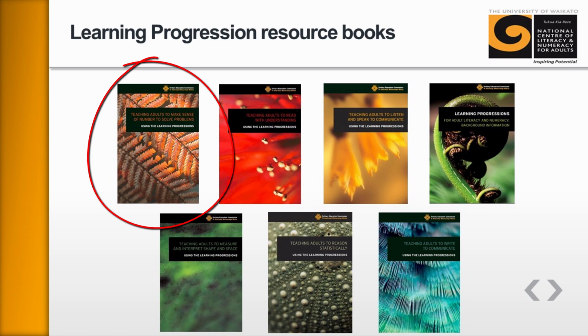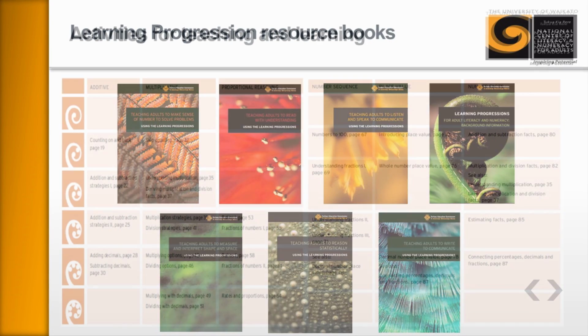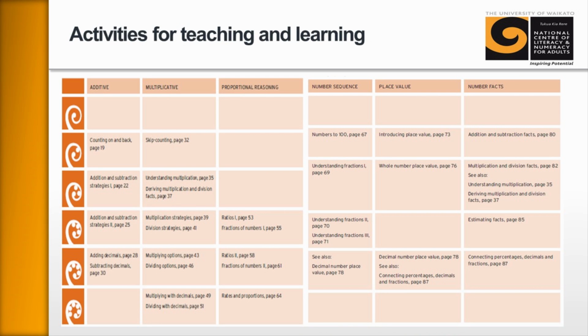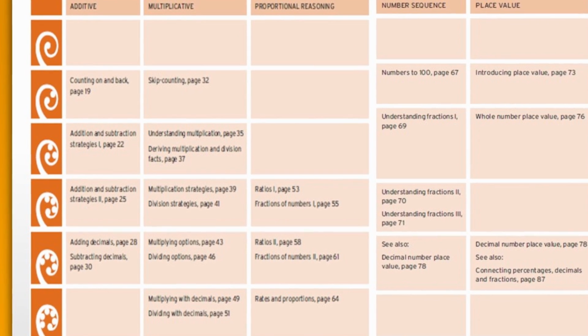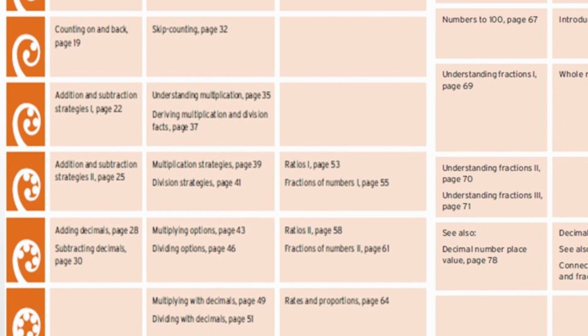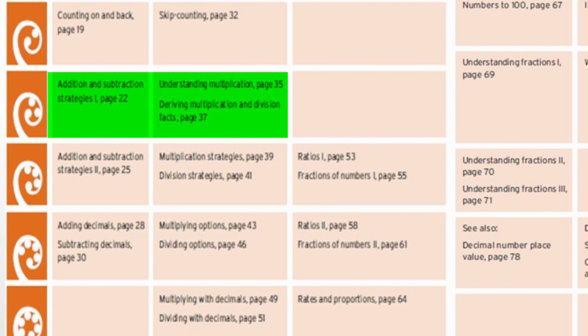And now we're going to look within the Teaching Adults to Make Sense of Number to Solve Problems resource book to identify strategies appropriate for the learner who completed the assessment. Each of the Learning Progression resource books has an organising table like this to allow you to select appropriate strategies for learners at various steps on the learning progressions. Which of the following activities can be found at step 3? These activities are designed to develop the skills of learners scoring at step 3.